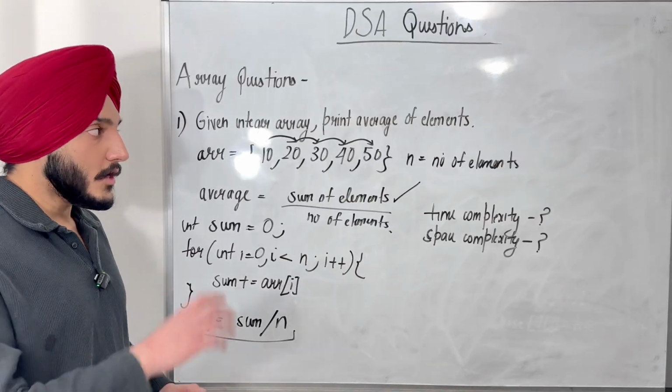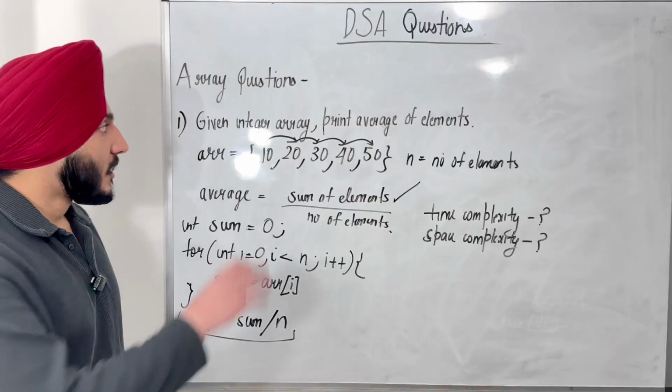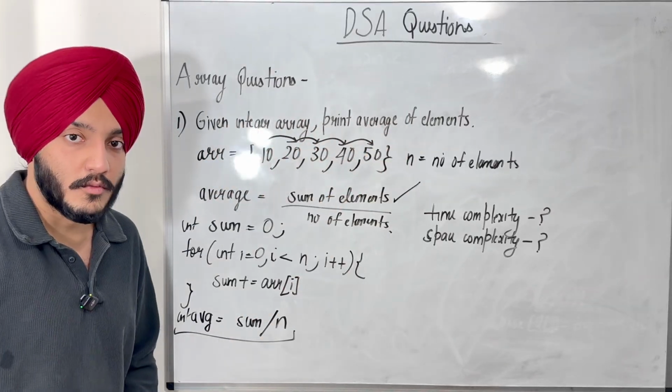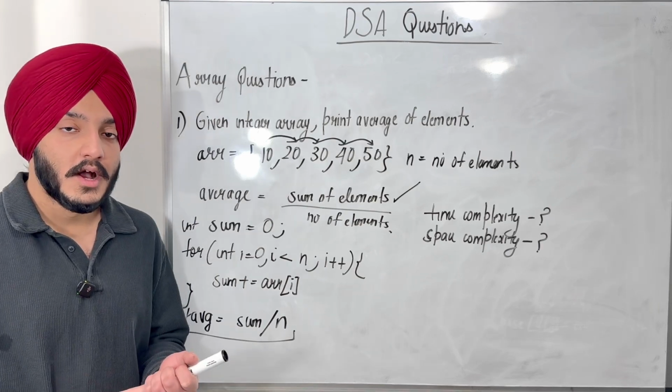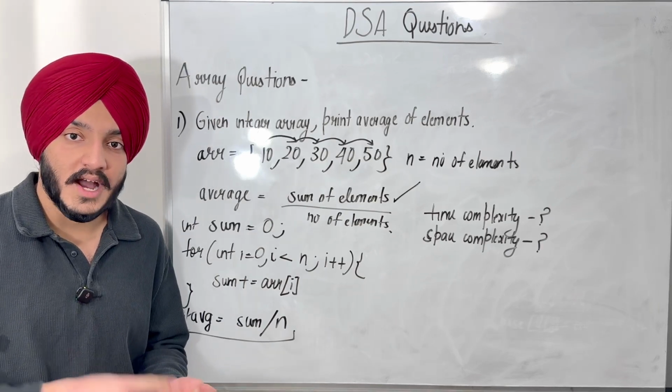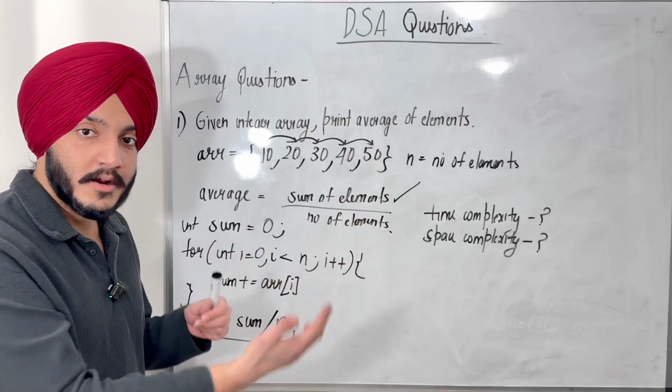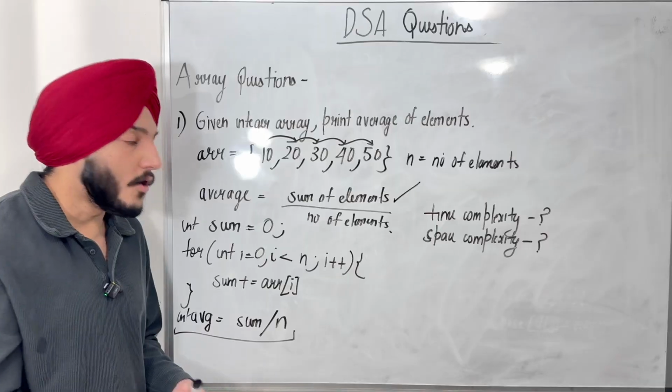Okay. So just a quick summary once again. Given an integer array, we are supposed to print the average of the elements. The first thing I need to know is, how do I calculate the average? What is the average in the first place, right? Average is basically the sum of the elements divided by the number of elements. So how do I do it?